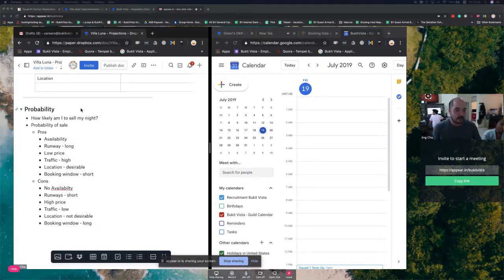Okay, so the idea of this is all about probability. What increases the probability of sale? What decreases the probability of sale? You also have other factors. These are very personal factors. These are related to the exact property. You have general factors too.